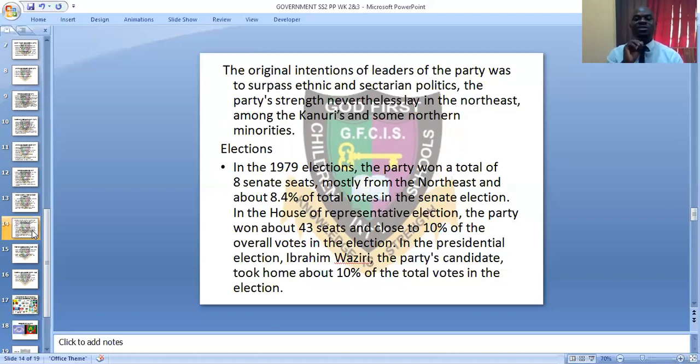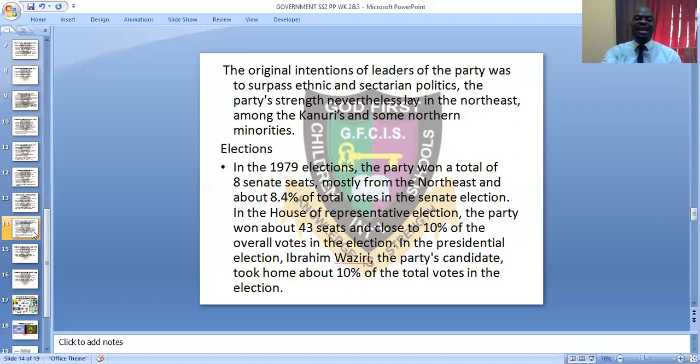Okay, take note, the party won a total of 8 seats, mostly from the northeast, and about 8.4% of the total vote in the Senate election. So as in 1979, they had 8 candidates in the Senate. And in the House of Representatives election, the party won about 43 seats and close to 10% of the overall votes in the election.